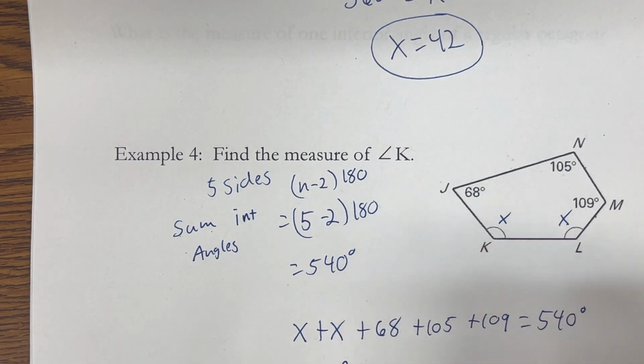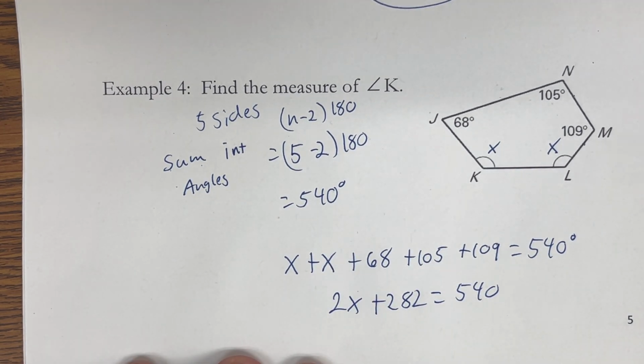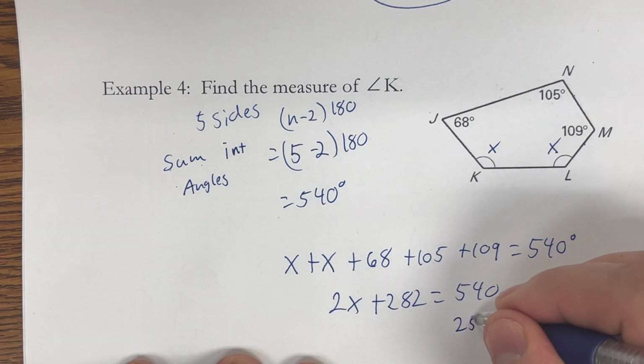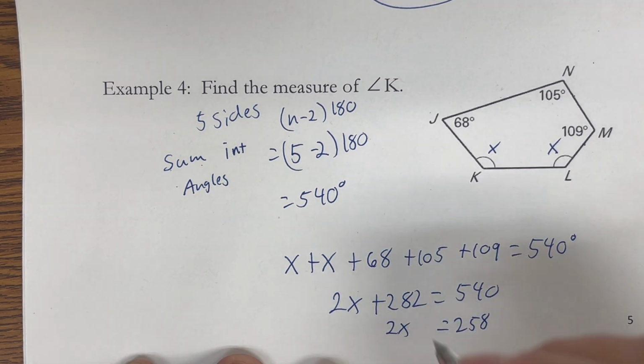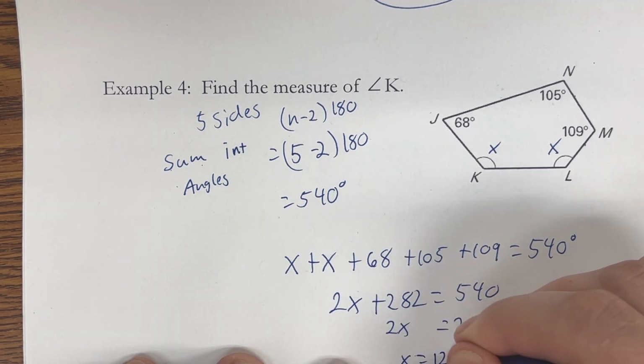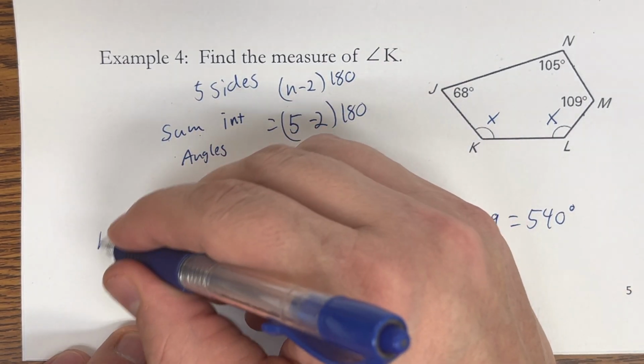2x, combine like terms. Again, calculator for the others, 105 plus 68 plus 109. 282 equals 540. So subtract our 282 from both sides. And I got 258. Then divide by 2, 129. So if X is 129, that means angle K is 129.